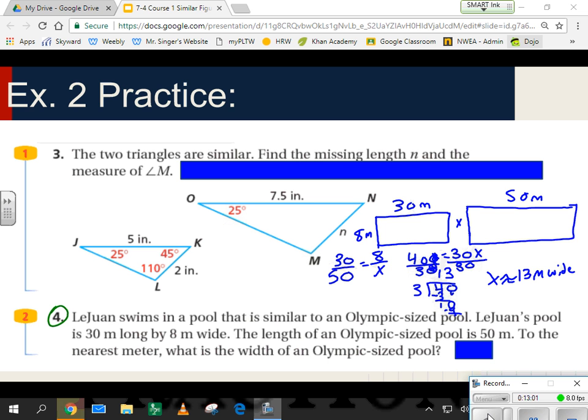Now, as you noticed, your problem came out to have some sort of decimal or fraction, and I said just to the nearest meter. The nearest meter would be rounding it down to 13 meters wide. So the Olympic-sized pool is actually 50 meters long by 13 meters wide. And that's the answer you should have found.